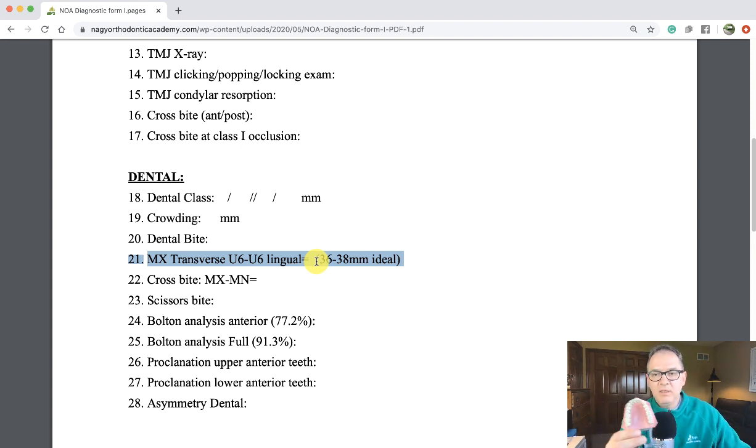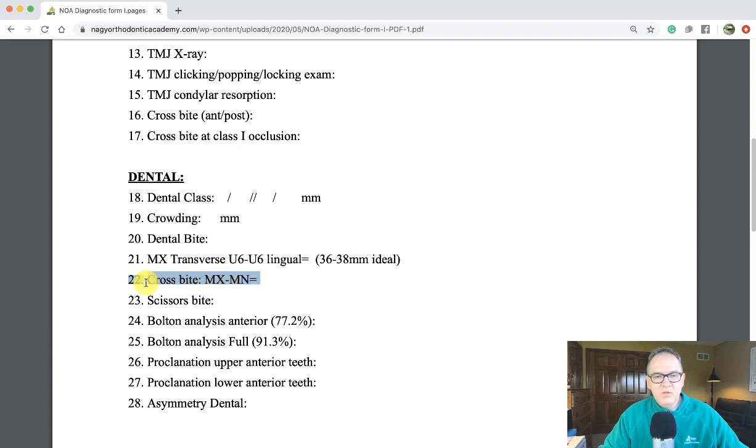Remember, this is coming from McNamara. Again, you measure from the lingual groove of the upper 6 to the lingual groove of the other upper 6, and that's going to tell you the quote-unquote ideal should be about 35, 36 to 38. It's just a good guide. If you see 27, that's very, very small. If you see 30, that's quite constricted too. 33, 34 is closer to normal, okay?